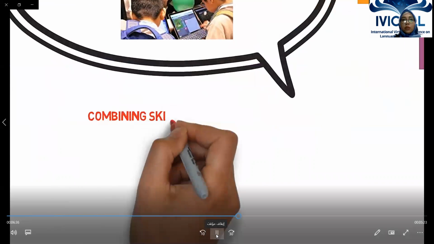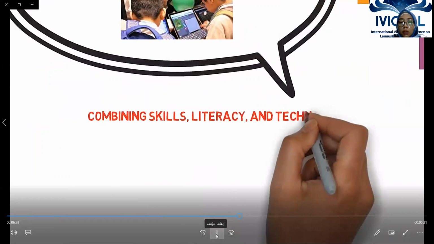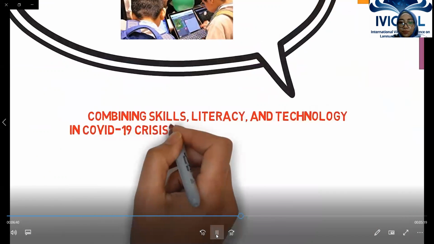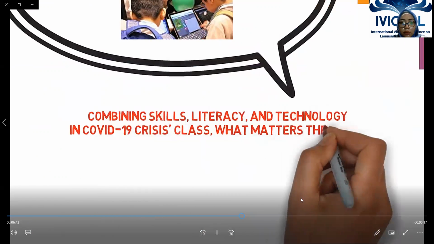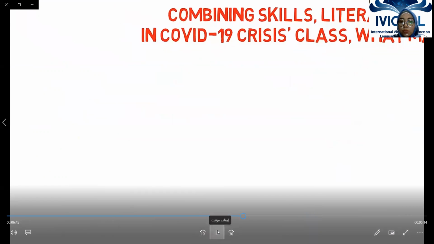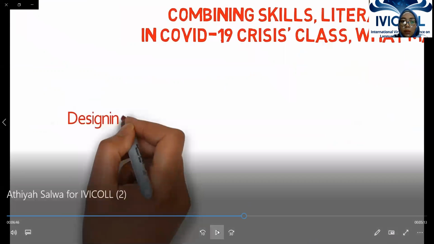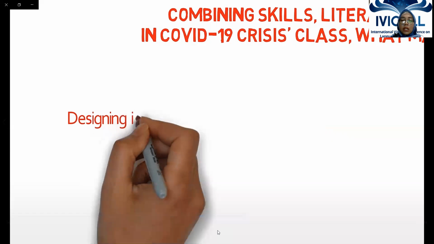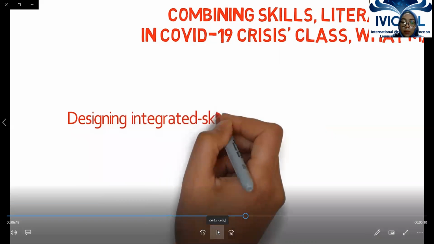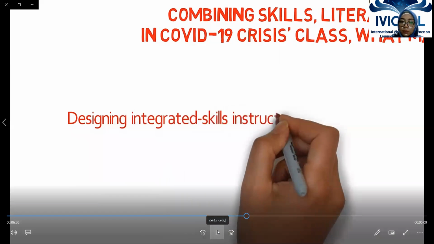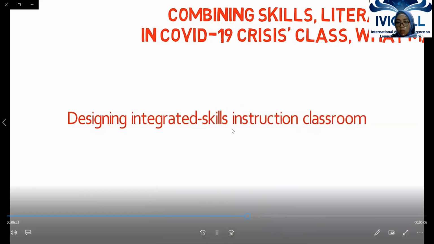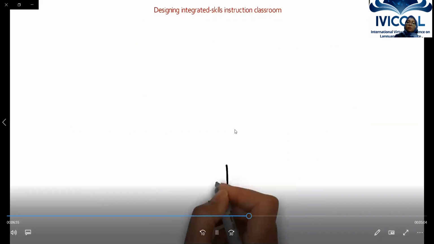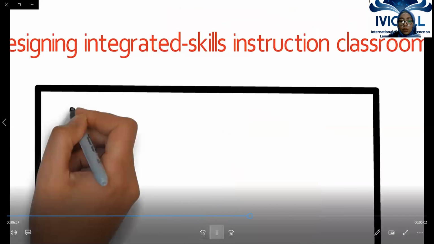Now we move to the question: can we combine integrated skills, literacy, and technology during a COVID-19 crisis class? What should we do? I would like to share my design when I do my classes with three terms. The first one, I already designed my classes using integrated instruction, so the literacy term and using technology.